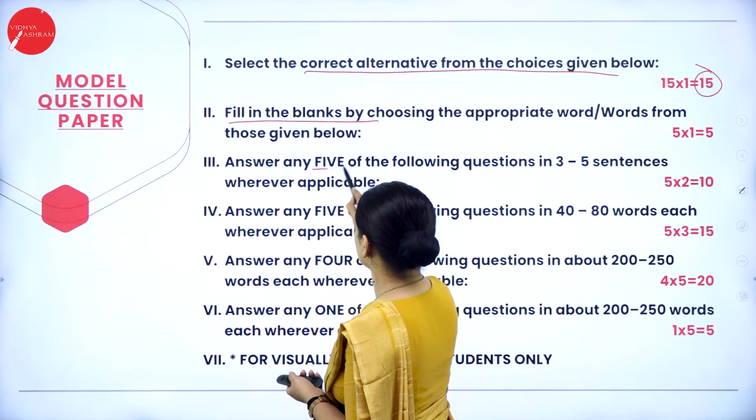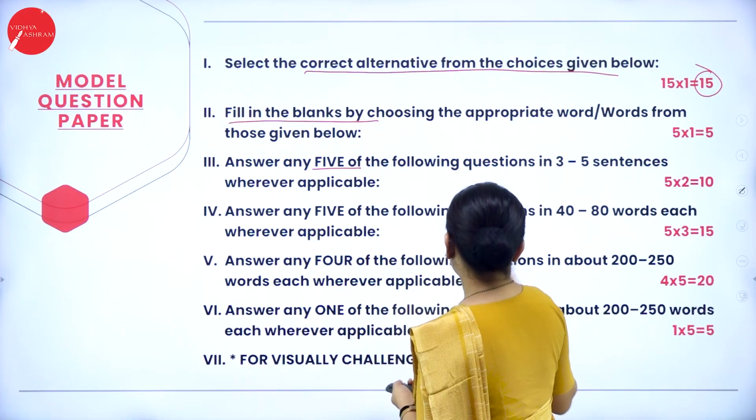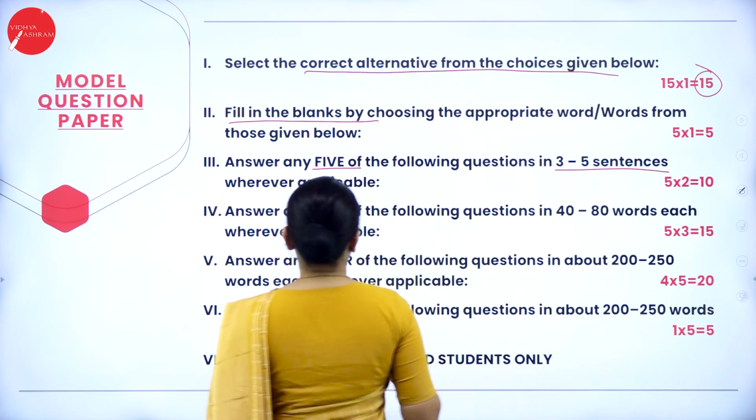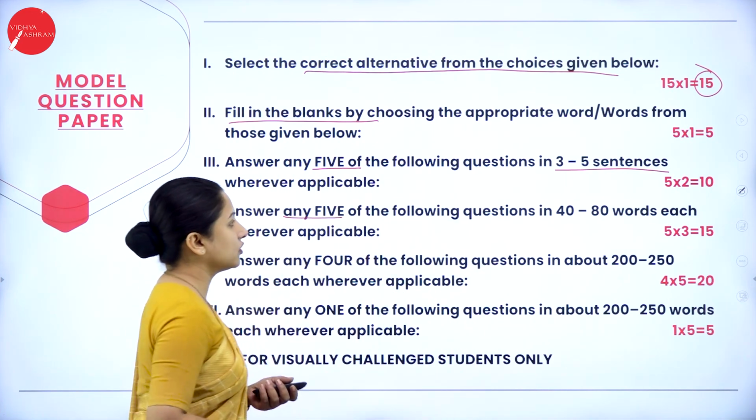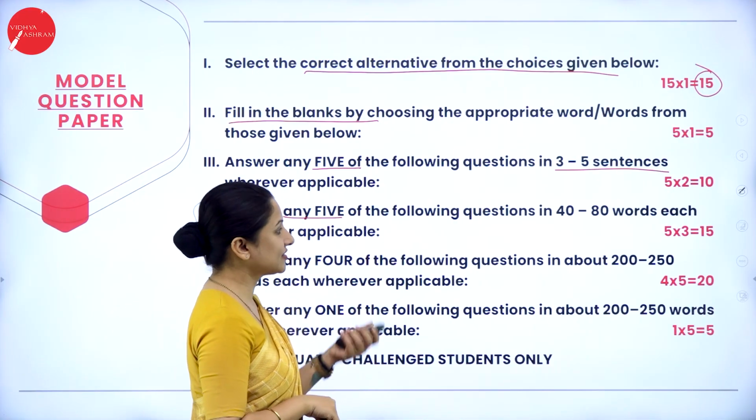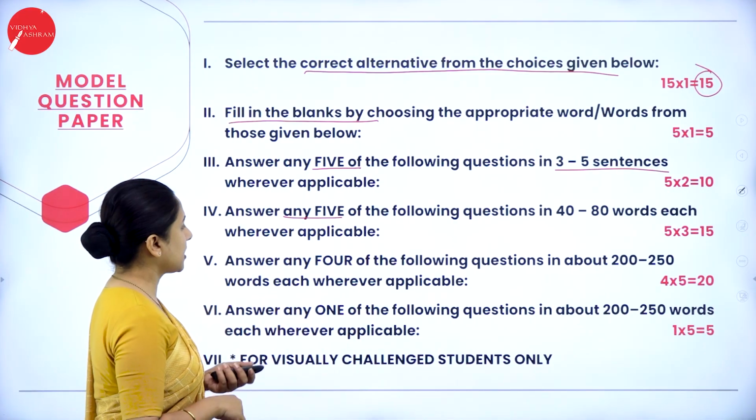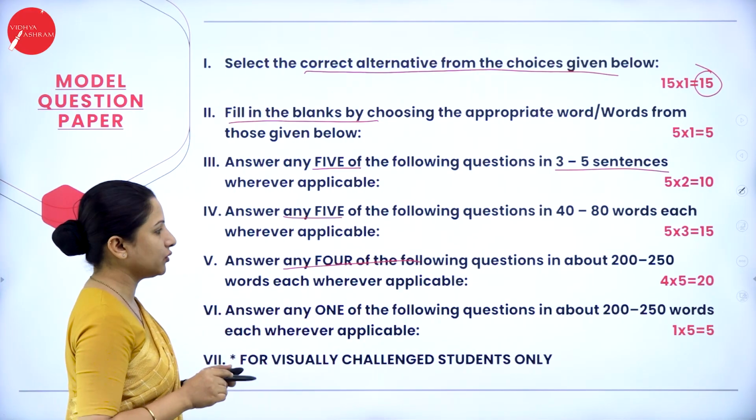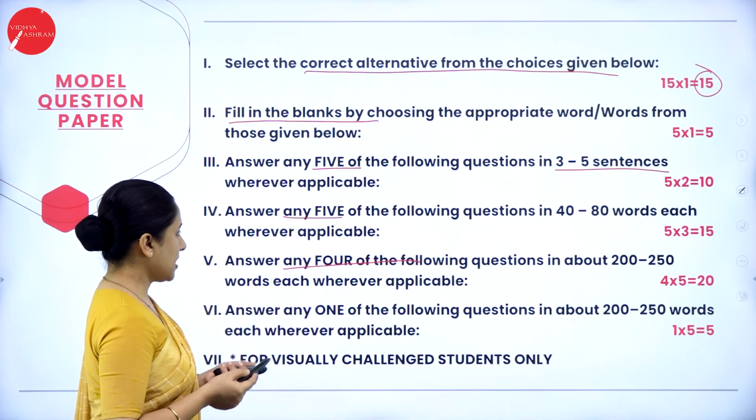Next, main consists of answer any 5 of the following questions, that is in 3 to 5 sentences. And fourth main consists of again answer any 5 of the following questions in 40 to 80 words. It carries about 3 marks. And fifth main consists of answer any 4 of the following questions in about 200 to 250 words, and consists of 5 marks. That is under part D.